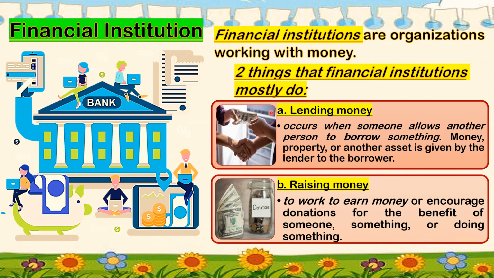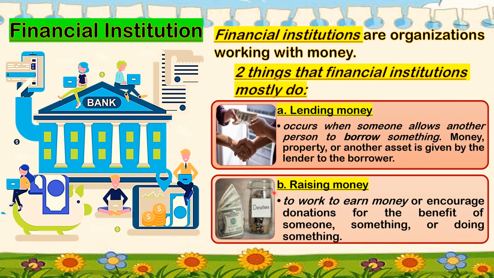Letter A, lending money. So what is lending money? It occurs when someone allows another person to borrow something. It can be money, property, or another asset given by the lender to the borrower. But in return, the borrower must pay not only the capital but also additional money, which we call interest. That is the profit of the person that is lending the money.